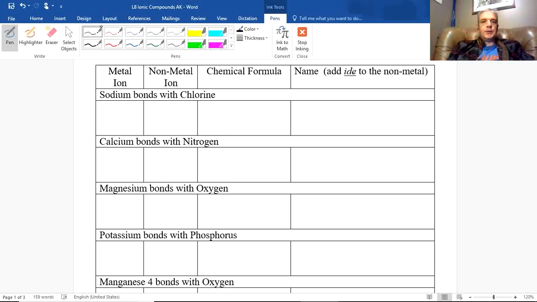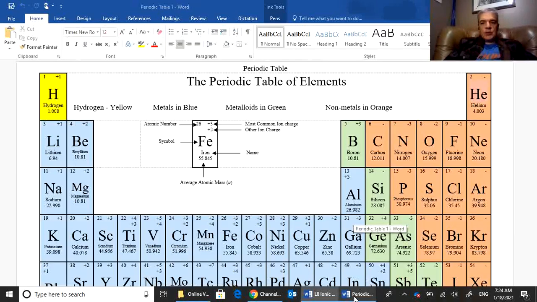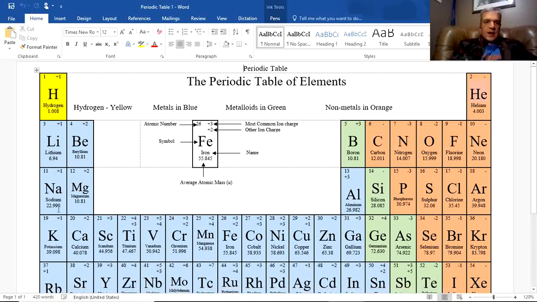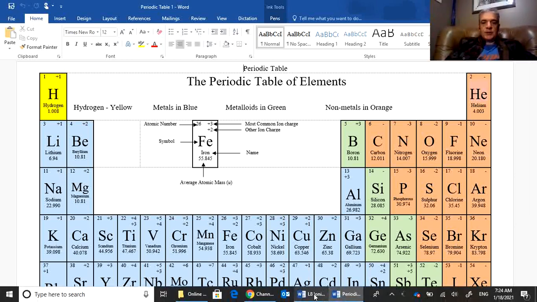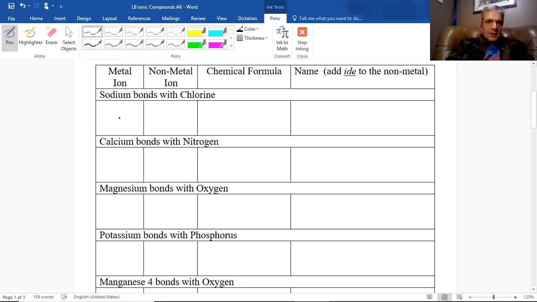To start with, I'm going to do sodium, and it bonds with chlorine. Now let's look up these two substances and find the ions that they form. We'll start with sodium. Sodium is Na. It's found right here. And the periodic table tells us that its most common ionic form is +1. In fact, that's the only one it does form. So we can go back to our table here, do this step by step, and I can write in Na, and it's +1.